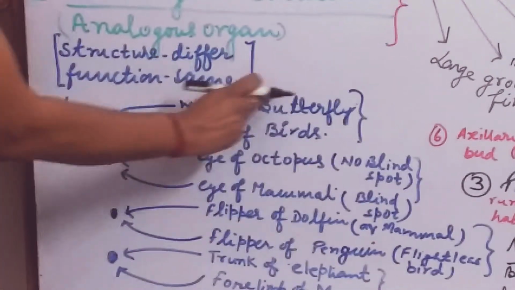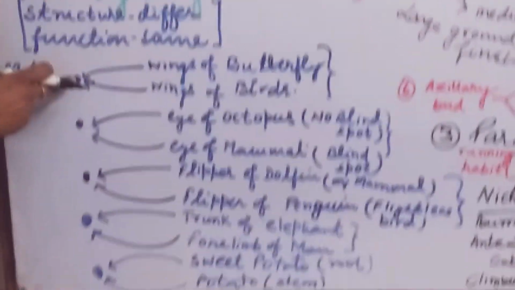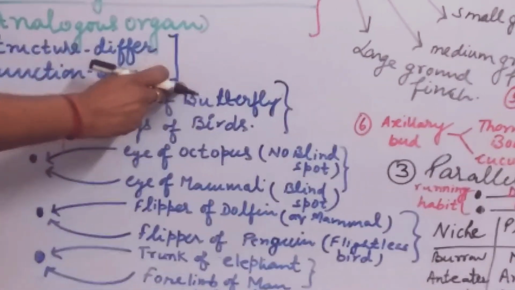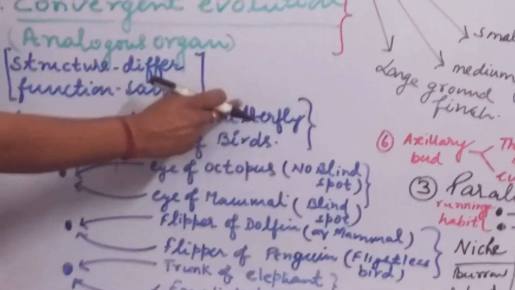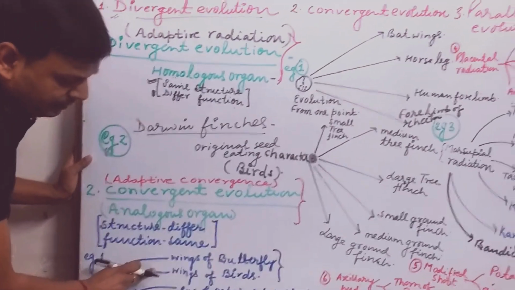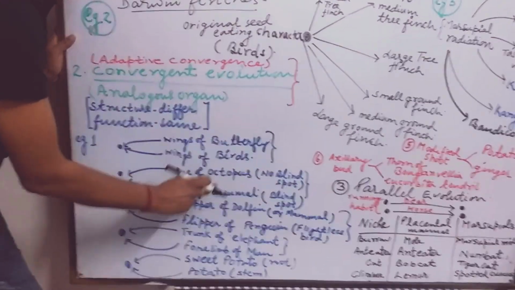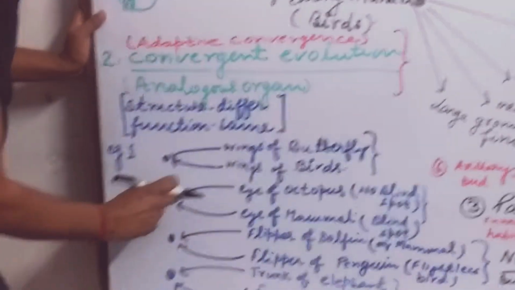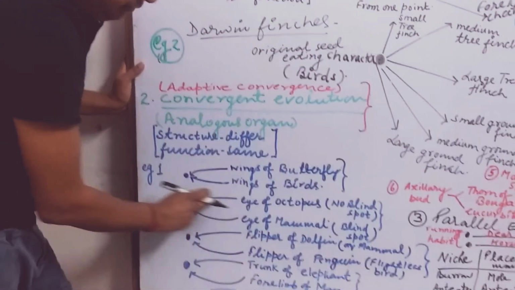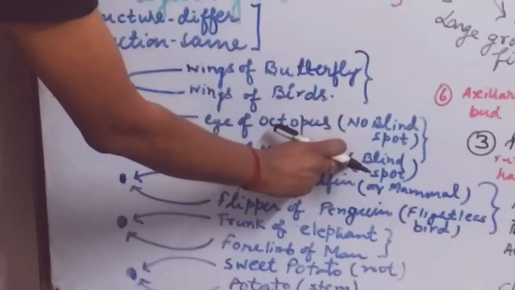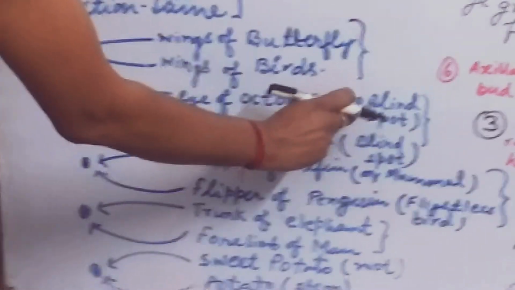For example, the wings of a butterfly and the wings of birds both have the same function in flight, but both wings are different in structure. As the butterfly is an invertebrate, its wings are not supported by a skeleton, but the wings of birds are supported by a bony skeleton. So this is an example of convergent evolution. Another example is the eye of an octopus and the eye of a mammal. In both eyes, light receiving cells and pigment cells are present, and they have a common function, but their structure is different, because the eye of a mammal has a blind spot, but the eye of an octopus has no blind spot.